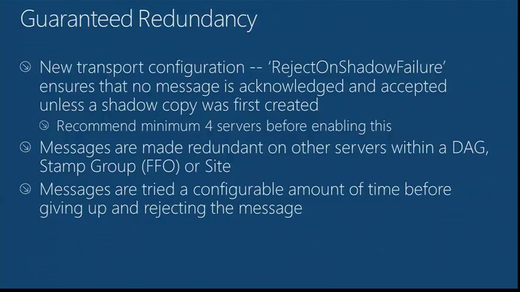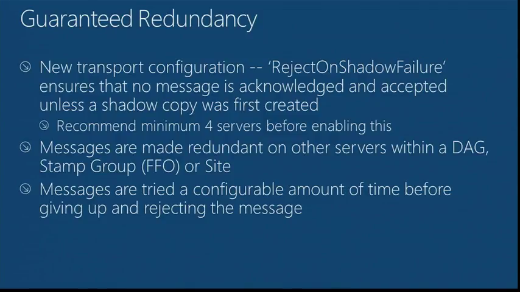Now, one of the caveats with this, because of the way this works, we recommend that if you are going to use guaranteed redundancy, that you have a minimum of 4 transport servers, 4 mailbox servers with the transport stack. Now, I understand that is a little bit of a departure from what we had historically, because historically we've been trying to get down to as few servers as possible for HA. So for instance, if you think about 2010, you could have HA for a DAG with as few as 2 Exchange servers. The idea, though, with reject on shadow failure is 2 servers isn't enough.